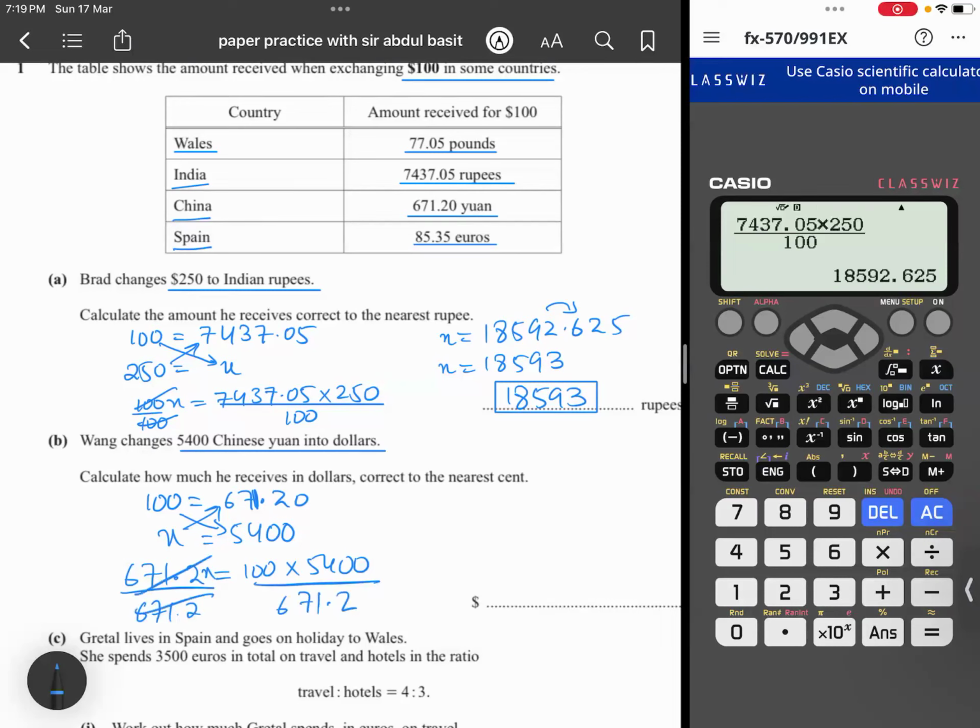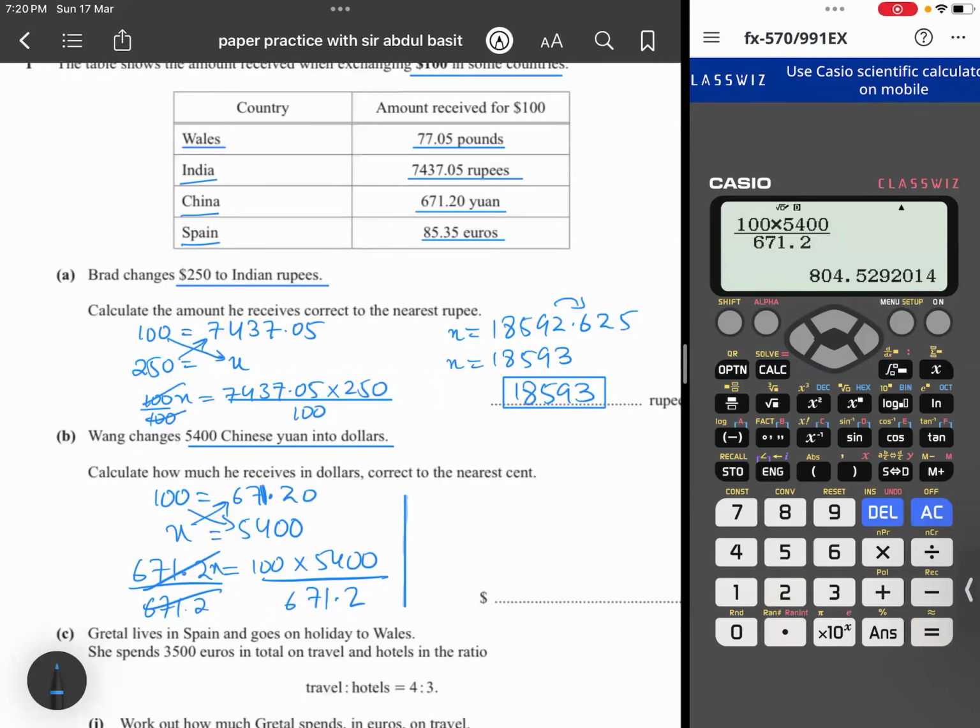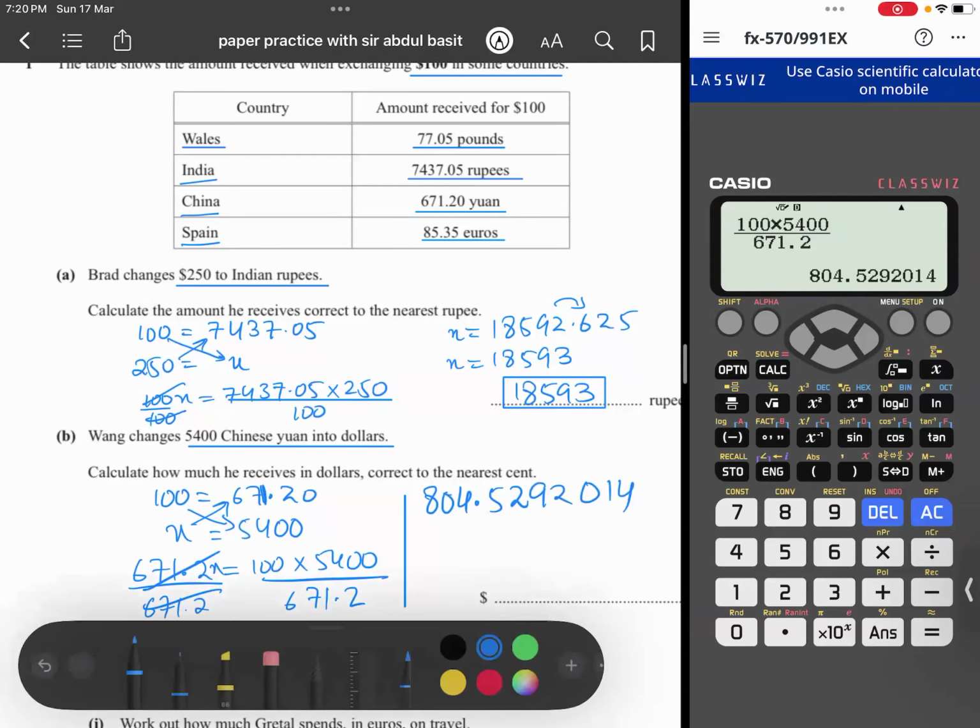So again, we have to use the calculator. 100 multiplied by 5400 divided by 671.2. So the answer would be 804.5292014.